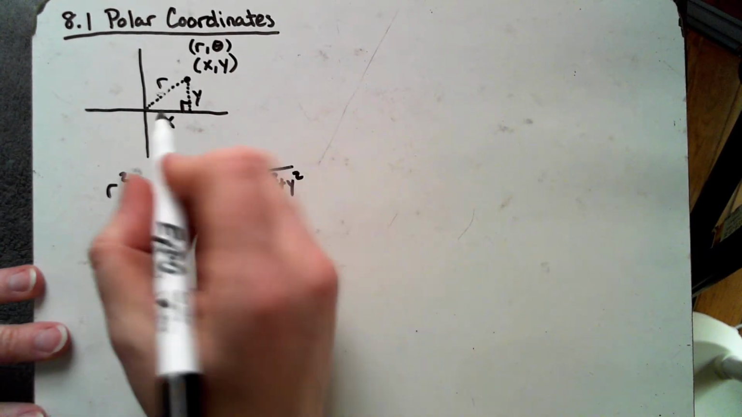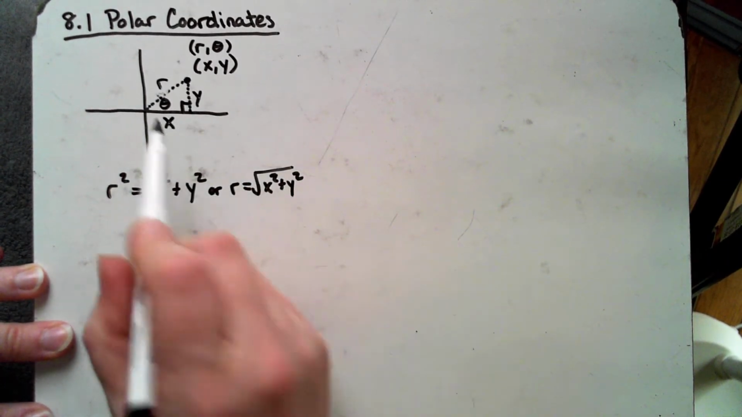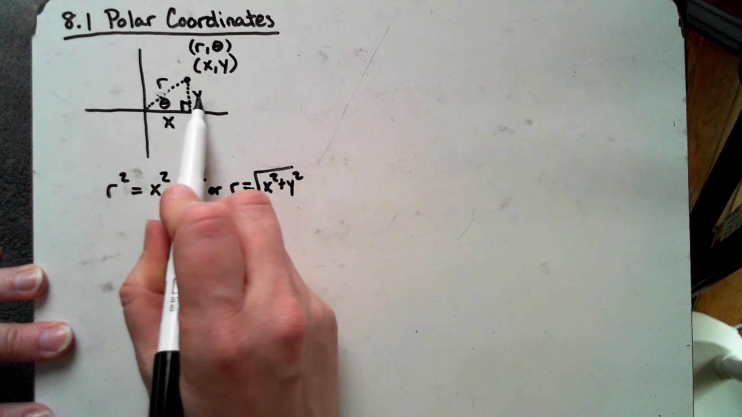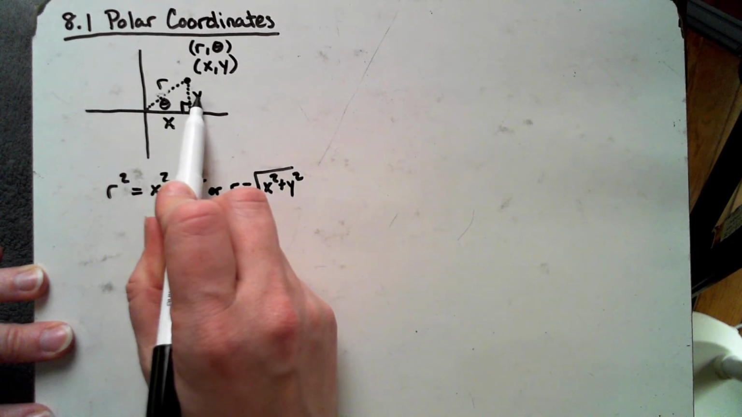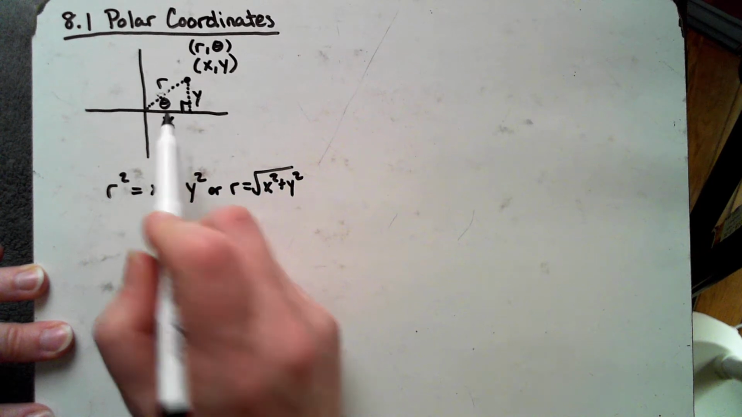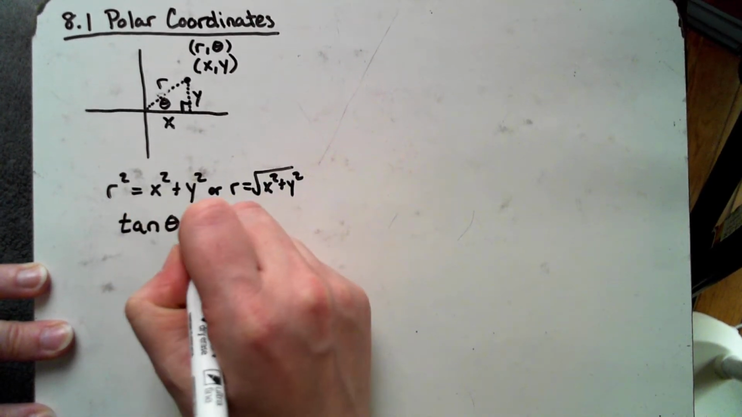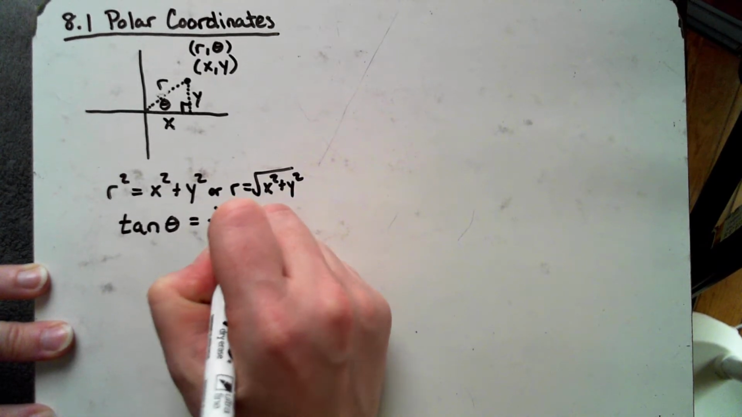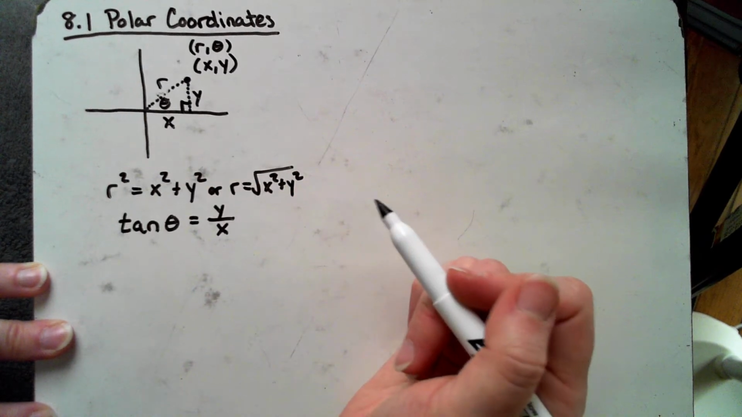Now, what if I wanted to describe this angle here? We would use trigonometry. This angle is theta, and I want to write it in terms of x and y. So for theta, we have an opposite and an adjacent, so that's going to be tangent. So tangent theta equals y over x, opposite over adjacent.